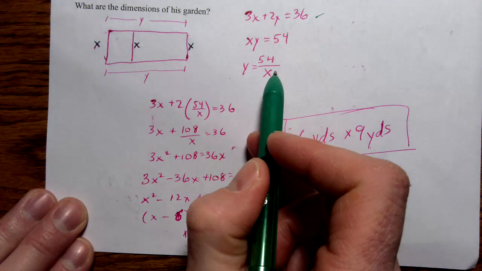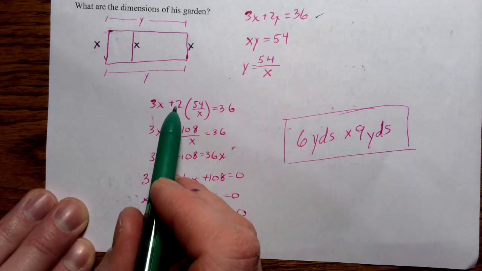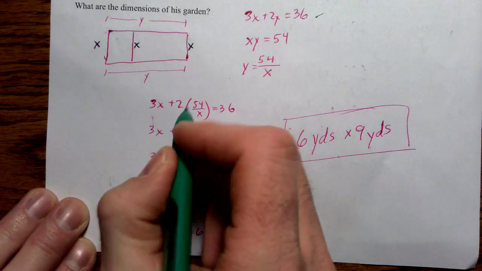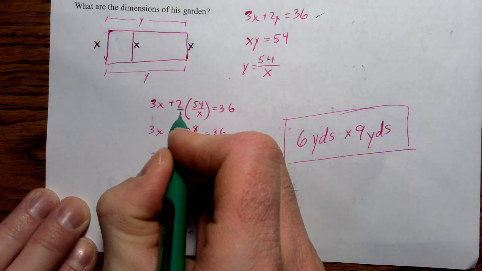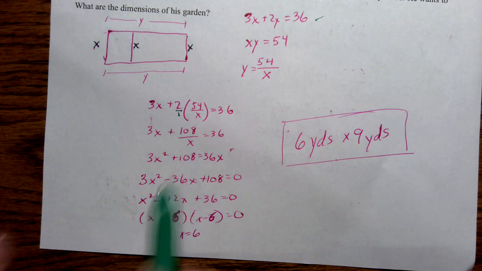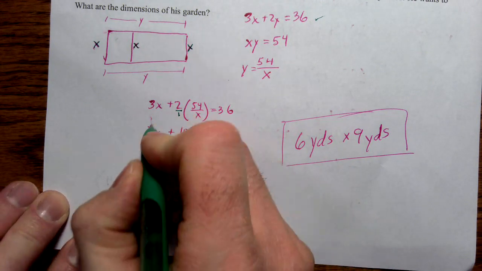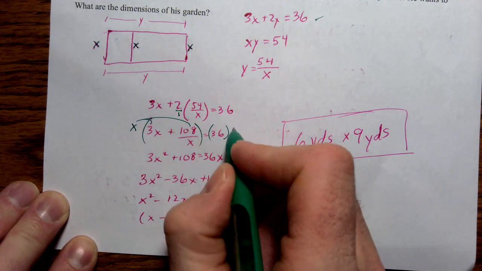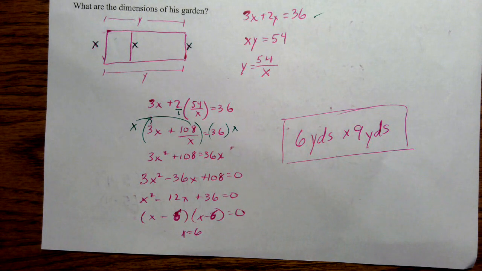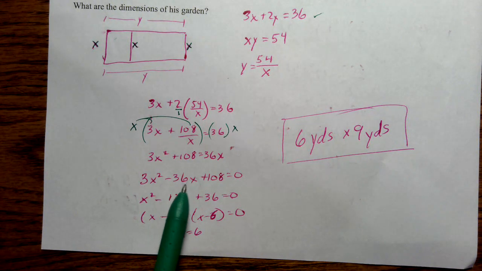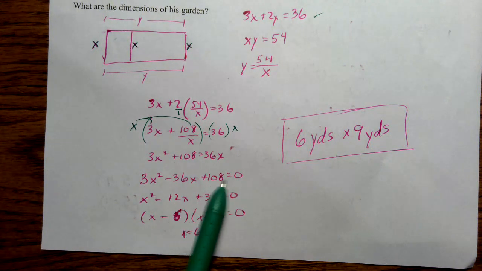I solved it for y, and then I put it in here. So I had 3x plus 2 times 54 over x equals 36. Be very careful. I saw a few of you do this. The 2 is really 2 over 1. So the 2 does not go to the top and the bottom, just to the top. And then, I didn't show my work here, it looks like, but if I multiply this by x and distribute that through, multiply this side by x, we get that next step. And then this is solving a quadratic here. Okay, so 3x squared, bring the 36x over here, plus 108 equals 0.